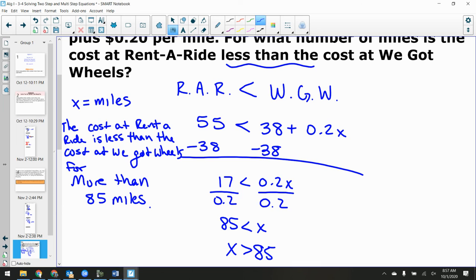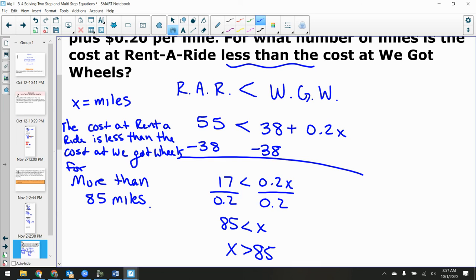It's always good to restate the question within your answer. Have you guys learned that in English classes? When you're answering a question, it's always good to restate the question within your answer. So what was the question? For what number of miles is the cost at Rent-A-Ride less than the cost of We Got Wheels? The cost of Rent-A-Ride is less than the cost of We Got Wheels for more than 85 miles.